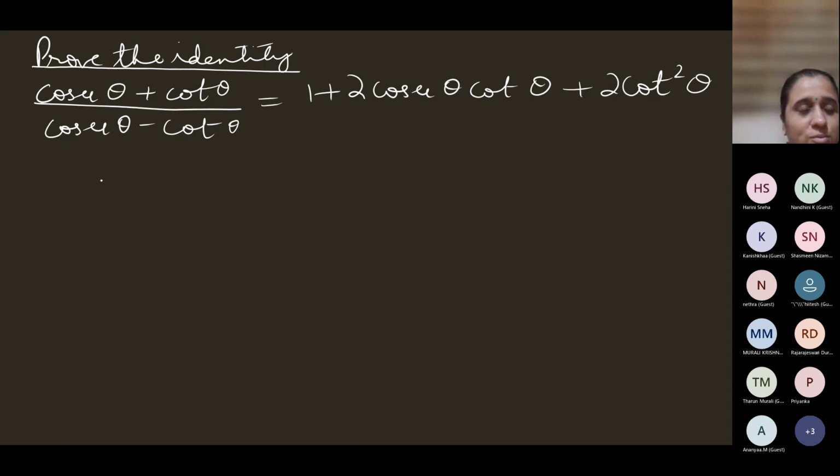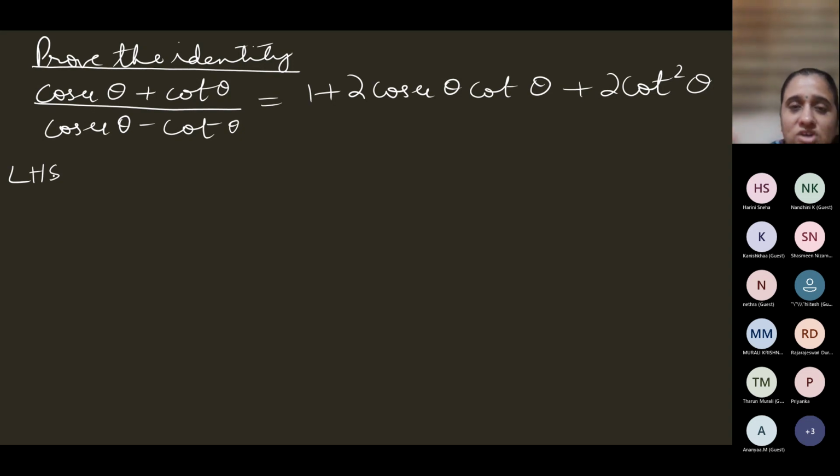No, I don't want to waste time. Nobody is responding. So we need to observe the identity given. You can see the RHS does not have a denominator at all. So that means when you work with the LHS, the denominator should become 1. Now in the LHS, you have an expression in the numerator and the denominator. You need not change cosecant and cot to sine and cos, because you can see the RHS is made up of cosecant and cot only. Then why do you change it to sine and cos?